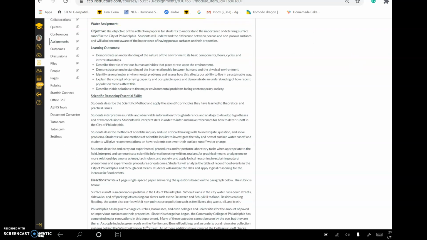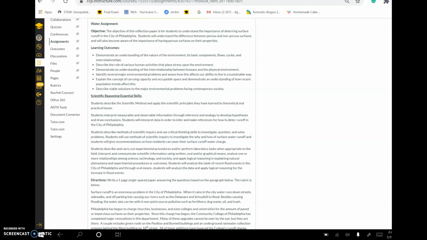So the objective of this reflection paper is for students to understand the importance of deterring surface runoff in the city of Philadelphia. Students will understand the difference between porous and non-porous surfaces, and will also become aware of the importance of having porous surfaces on their properties.